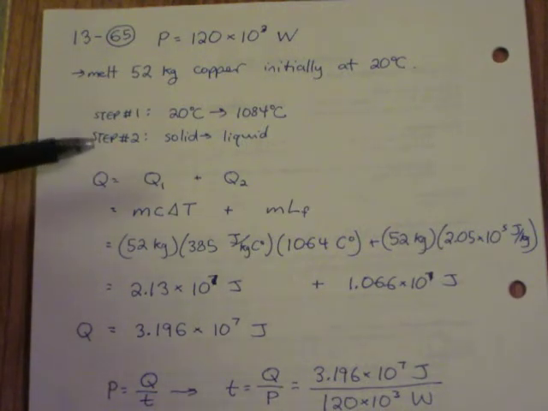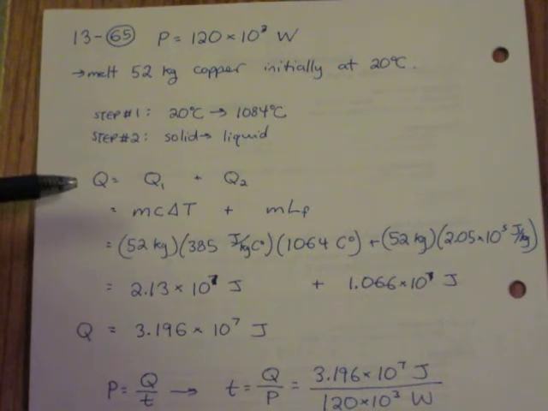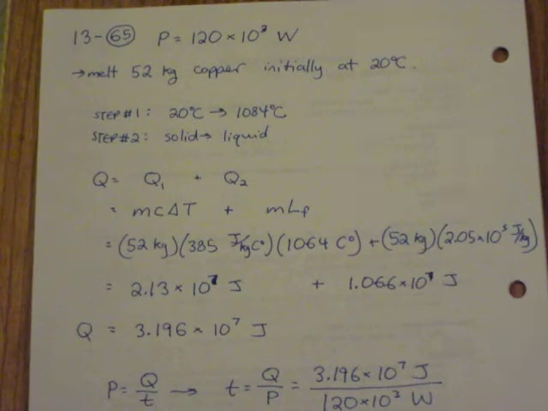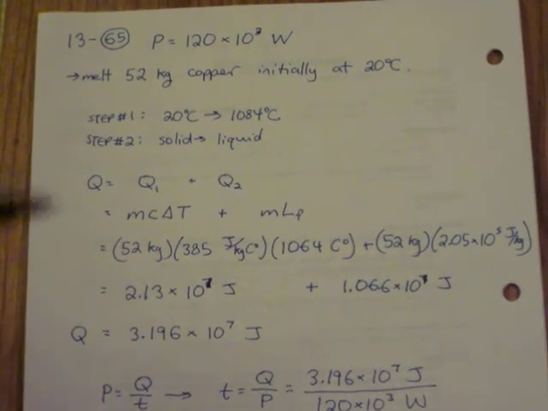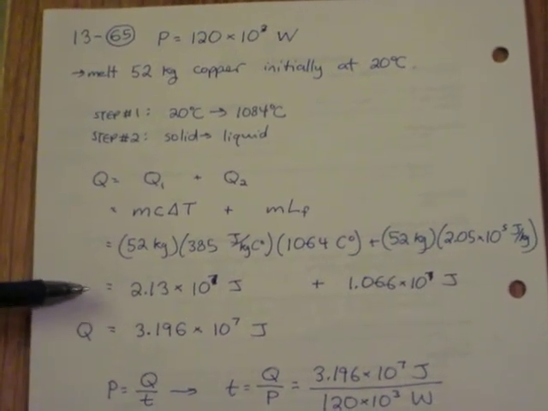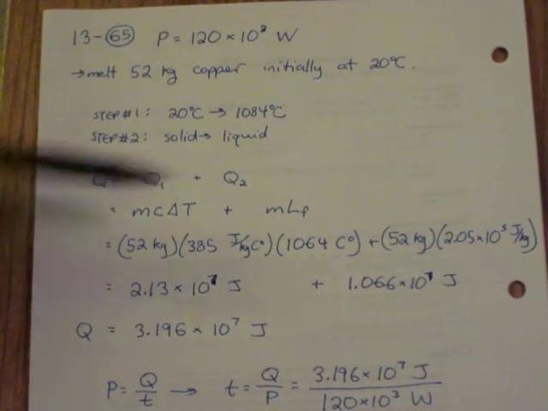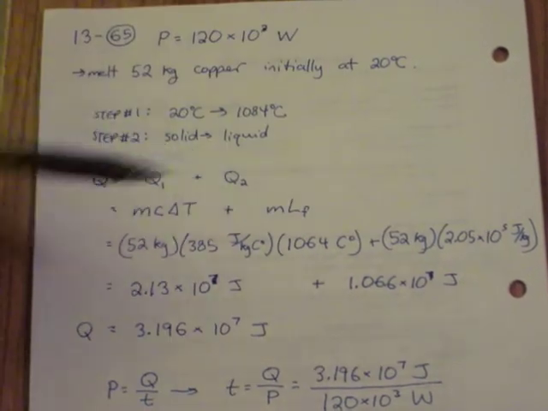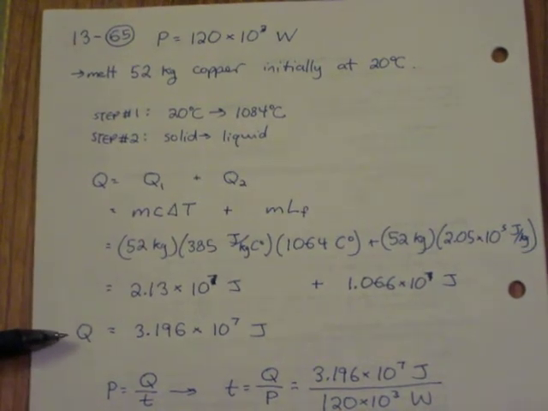So I've written this out in the way that I did for y'all in class. So heat equals the heat of step 1 plus the heat of step 2, mc delta T for step 1 and mLF for step 2. Then we plug in the numbers. I've broken it down here into the heats of the different steps. So for step 1 it becomes 2.13 times 10 to the 7th joules. For step 2 it becomes 1.066 times 10 to the 7th joules. And so the total heat is 3.196 times 10 to the 7th joules.